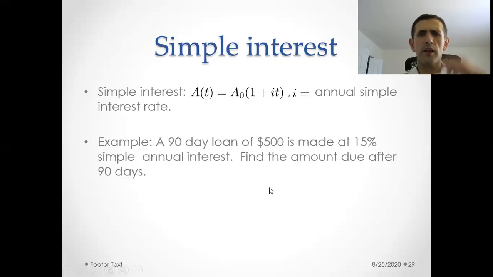Okay, so as a very simple example, this is basically just plug and chug. There's not a whole lot to this. Let's say you take out a 90-day loan of $500 made at 15% simple annual interest. Find the amount due after 90 days. Okay, so all we're looking at is we're trying to see what this $500 accrues to using simple interest after 90 days. And just like before, t is in years, so we have to convert 90 days to a fraction of a year.